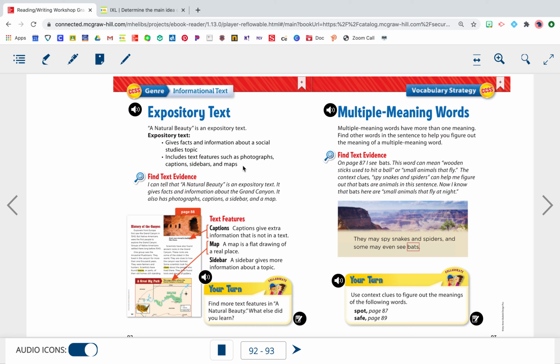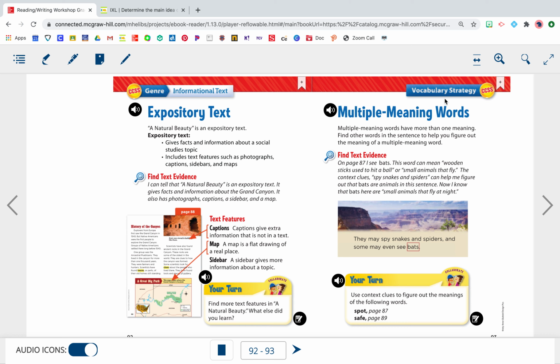It includes text features such as photographs, captions, sidebars, and maps. That gives us more information. Yesterday, we had this map of where the Grand Canyon was, right? We also had this picture of these houses that are built into the walls of the Grand Canyon.